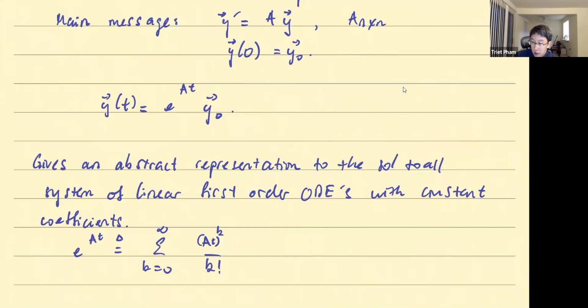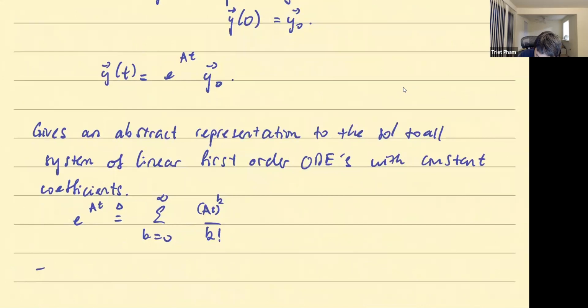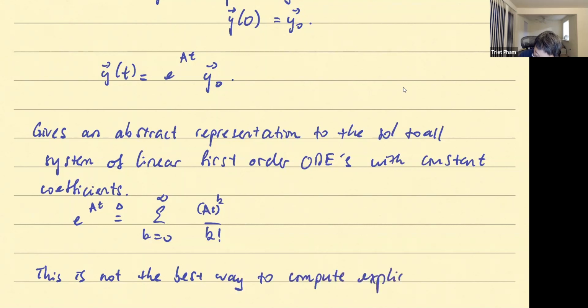It's not for computational purposes. This is not the best way to compute explicit solutions. In other words, our eigenvalue, eigenvector approach is still, I guess, the most efficient way to do so.